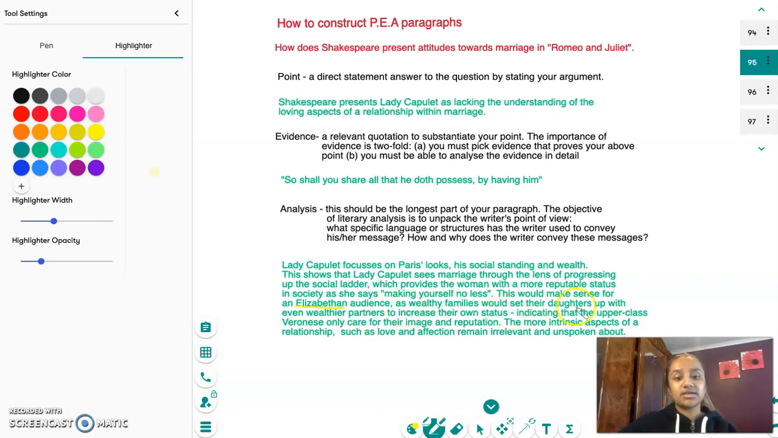As wealthy families have set their daughters up with even wealthier partners to increase their own status, indicating that the upper class Veronese only care for their image and reputation. So once again, being very specific with your wording, such as upper class Veronese. So we're talking about the highest, the richest people at the time, as this was a play set in Verona. So using very specific language to refer to the context will really help you gain marks here.